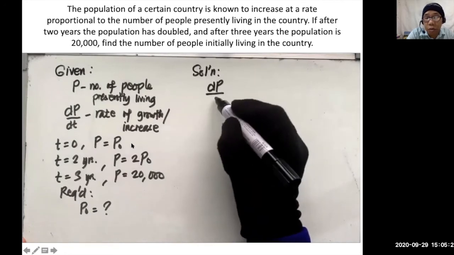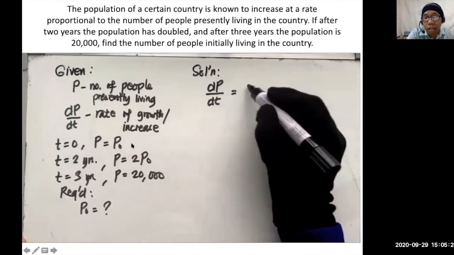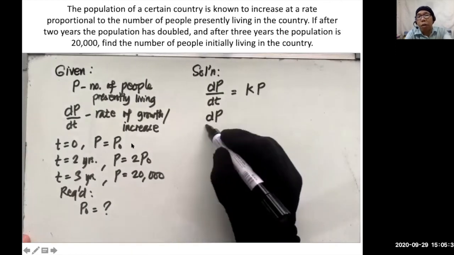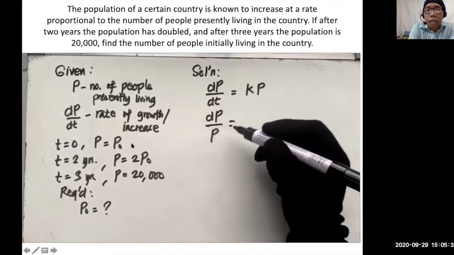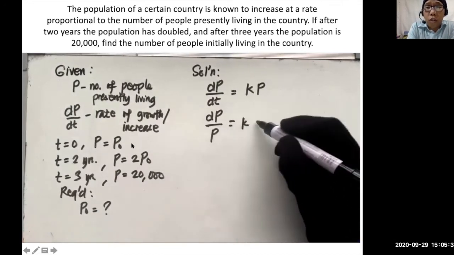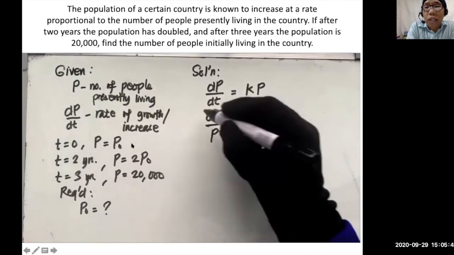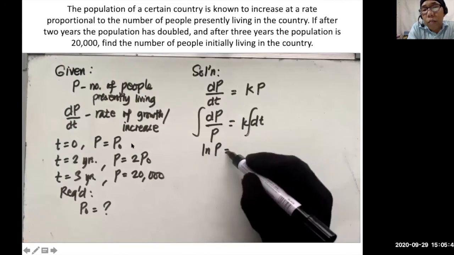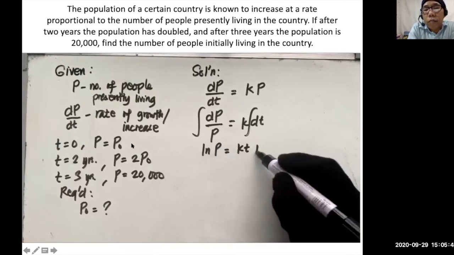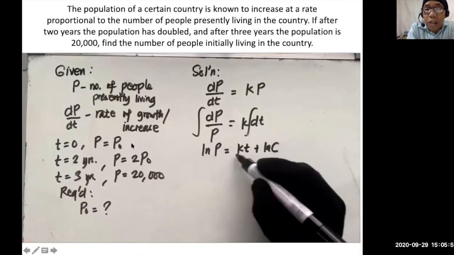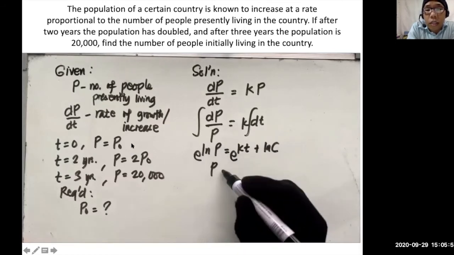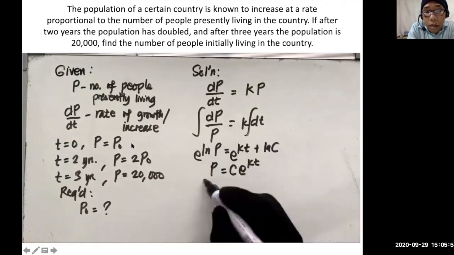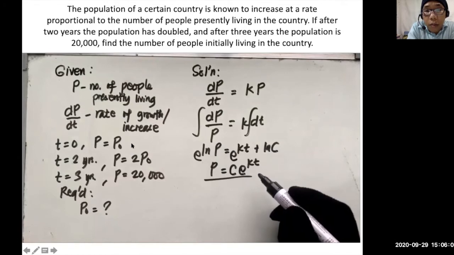So we write the equation. The rate of growth of the number of people presently living in the country is proportional, so you have k times P, proportional to the number of people presently living in the country. By separating the variables, we have utilized variable separable in solving this differential equation. Very simple problem, an elementary application. We take the integral of both sides, and by taking the anti-ln, P is equal to C e raised to kt.